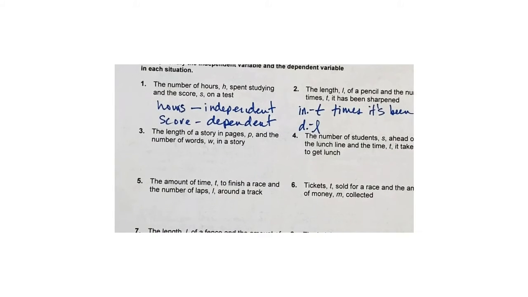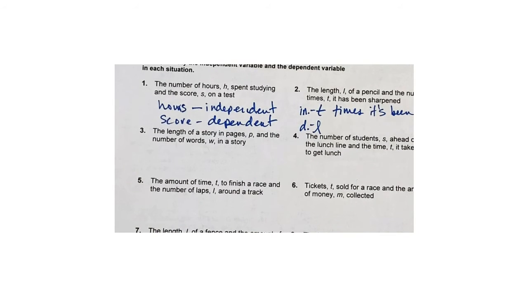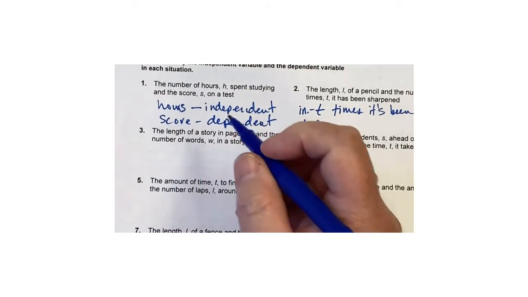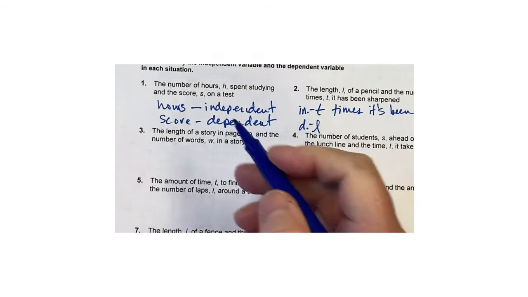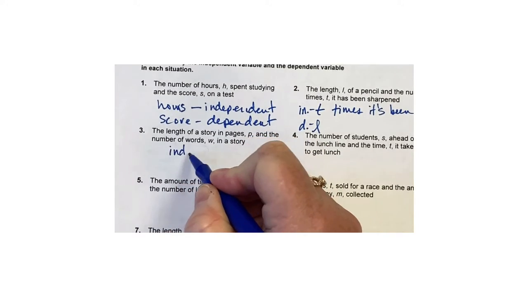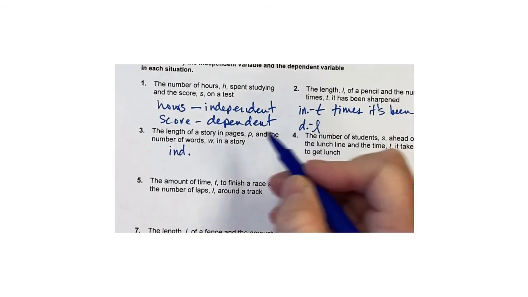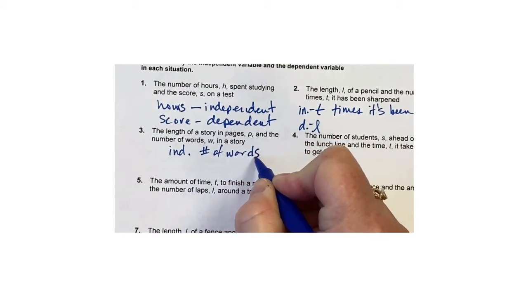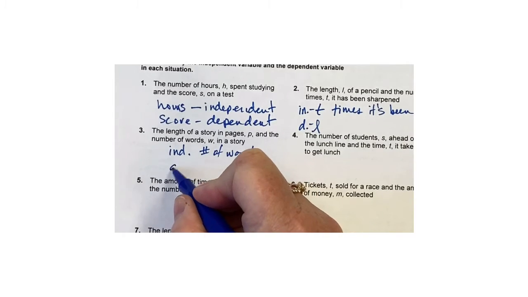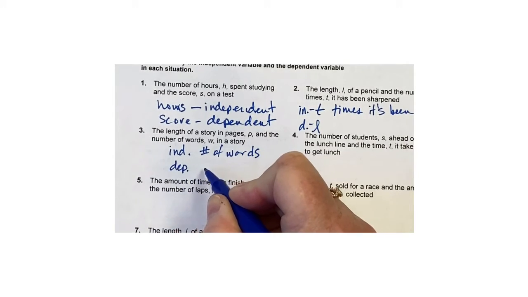Number 3, the length of a story in pages and the number of words in a story. So we're looking at the number of words is the independent, and that's going to cause the length of the story. Do you see that? So the thing that's going to stay steady is the number of words, and the length of the story will be dependent.